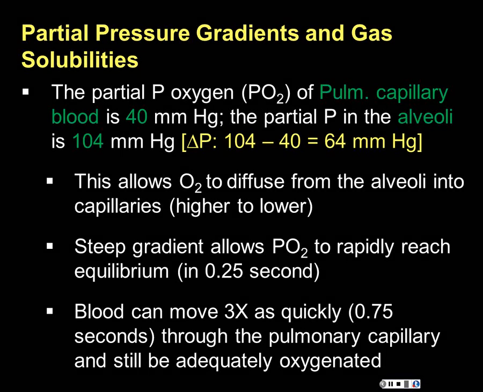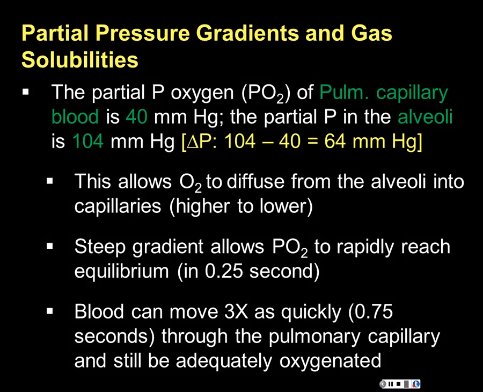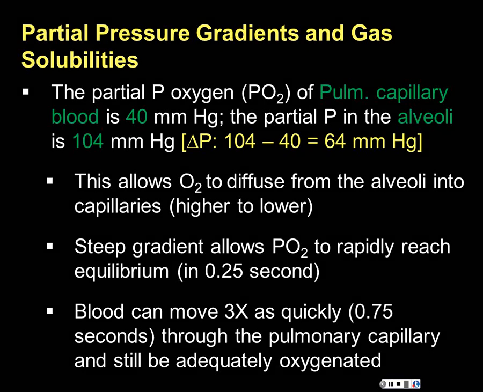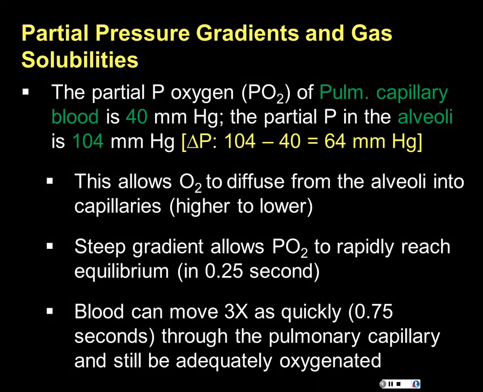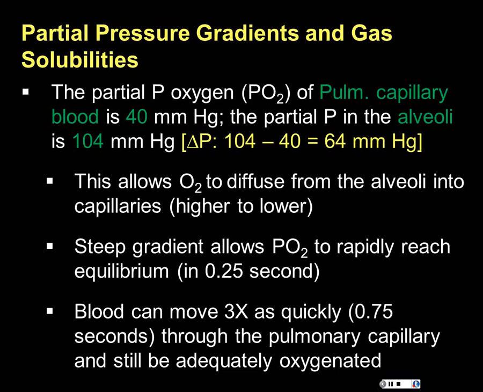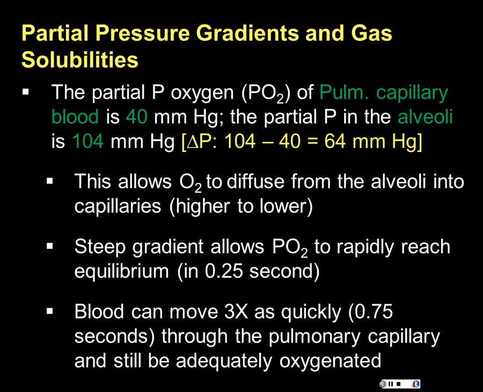But if you remember, on Thursday, we talked about the solubility of the gases. We learned that oxygen is not very soluble, so we obviously have a transporter. What's a transporter? Hemoglobin. But to get it to the transporter, we have to push it. And the way we're going to push it is this huge steep gradient of about 60 millimeters of mercury. So we push it in there.